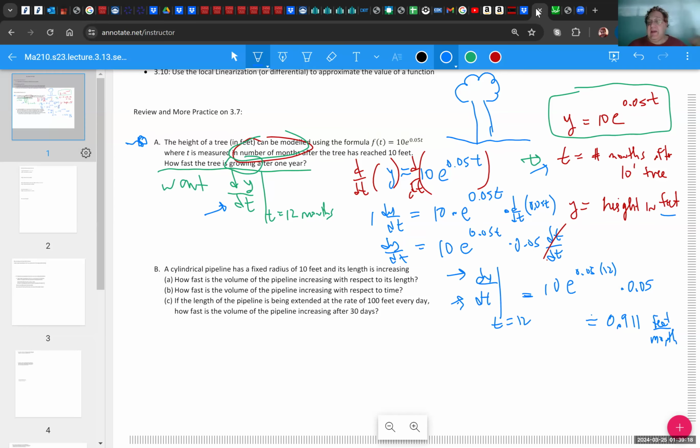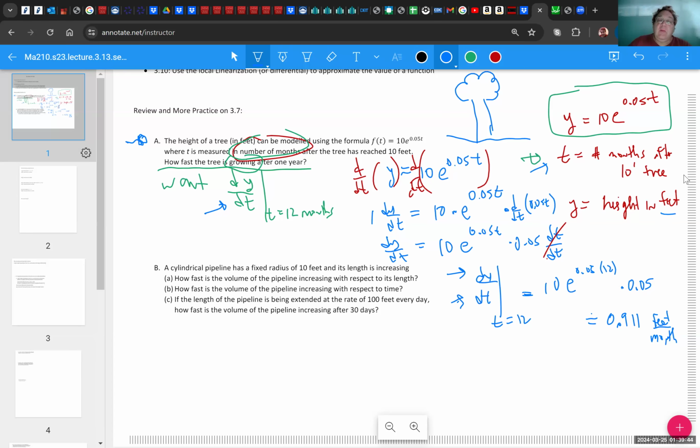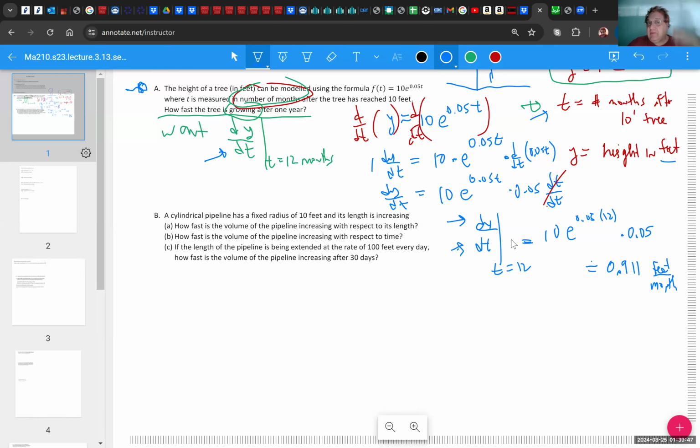So at this instant, at this moment that the tree is 12 months old, 1 year old, at that moment in time, it is growing, it is increasing in height at the rate of 0.911 feet per month. All right, so there's the idea of a word problem using calculus, using rates, using the chain rule. All right, let's do a little bit more complicated one. Then we'll do some practice on lots of more variables, chain rule, and we'll be kind of finishing up our little review video after that.